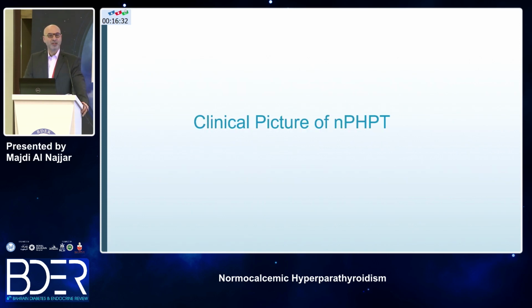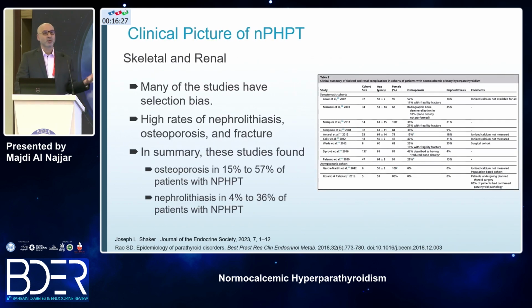So what is the clinical picture of normocalcemic primary hyperparathyroidism? We can divide it into two parts: the classic picture and the non-classic picture. The classic picture usually involves the skeletal system and the renal system. Again, remember the referral bias, because most of these patients had these conditions, and that's why the PTH was checked. Still, they found kidney stones, osteoporosis and fractures are higher. For example, in the table on the right, osteoporosis can be as high as 57% and kidney stones as high as 36%.